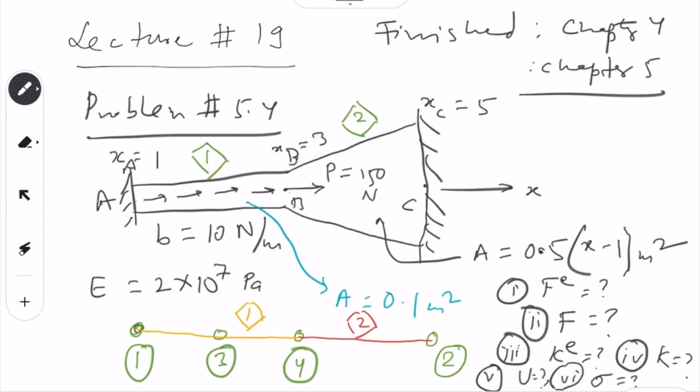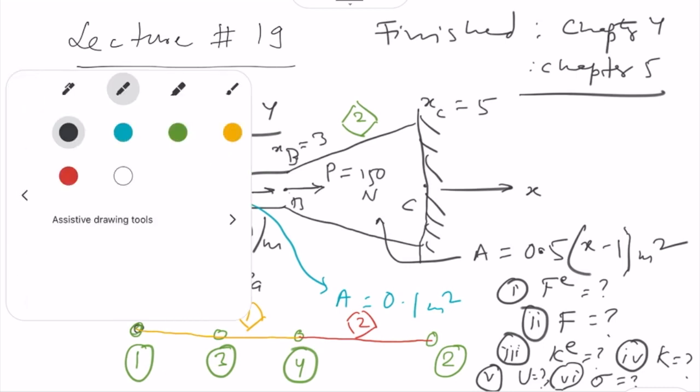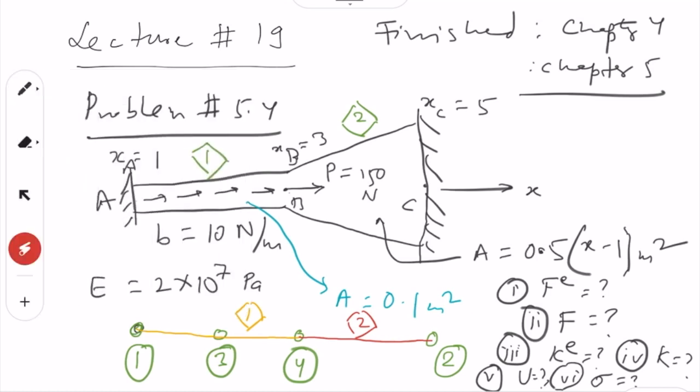This question represents many things and will summarize everything we have learned, and while doing that we are also going to derive a few things. So let's start with element number 1. It is given that element number 1 is 3 noded.